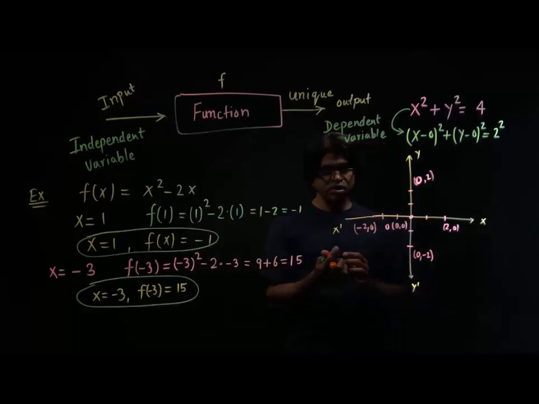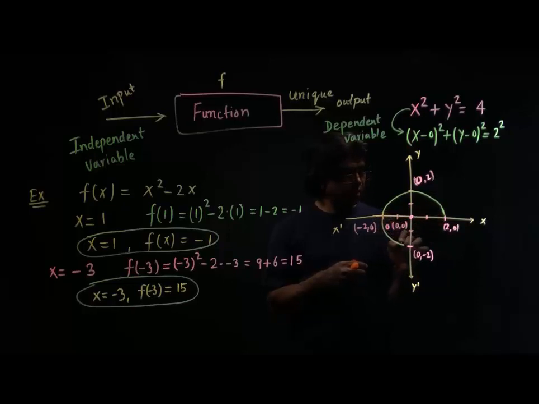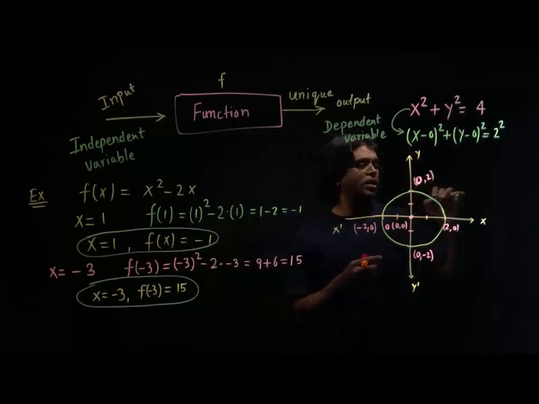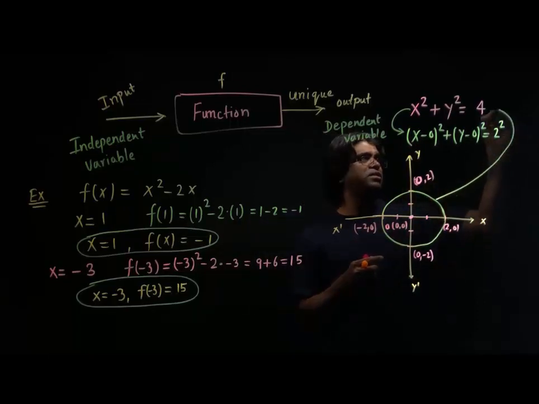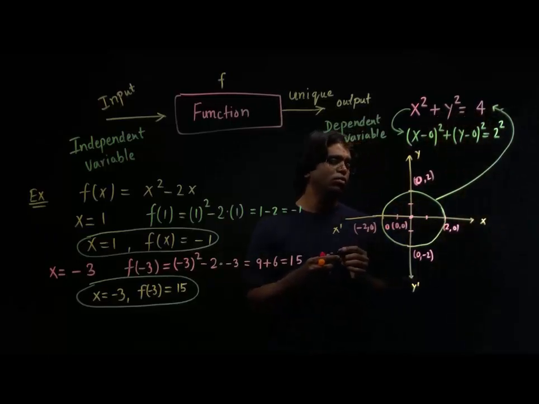Right? Now, let's grab the circle. So, this is my circle, right? Which is basically what? This is basically this circle right here. X squared plus y squared is equal to 4.